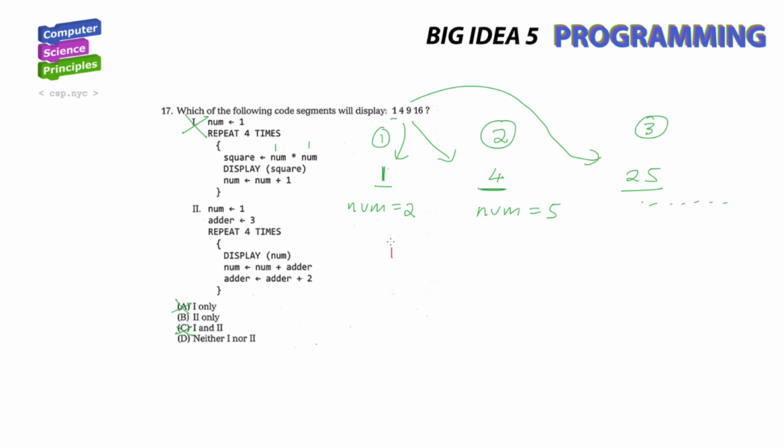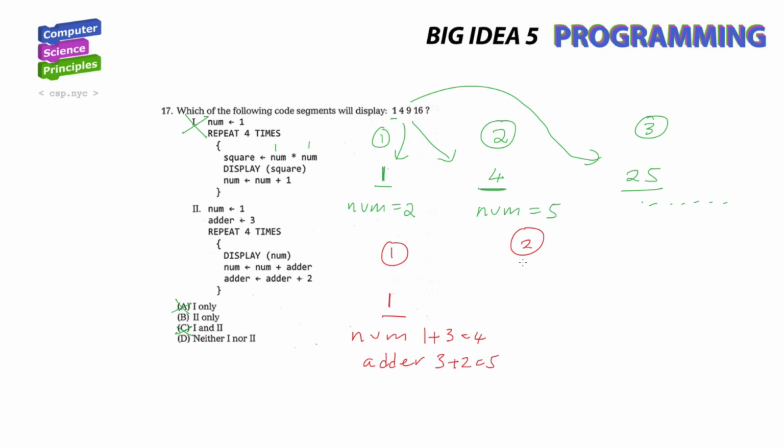So the first time, num is 1 and then adder is given 3. Okay, so repeat 4 times. The first time it wants to display num, so it's going to display the 1. And then it says that num is given the value of num plus adder. Well, num is still 1 plus adder, which was 3, so num becomes 4. And adder becomes the adder, which was 3 plus 2, which is now 5.